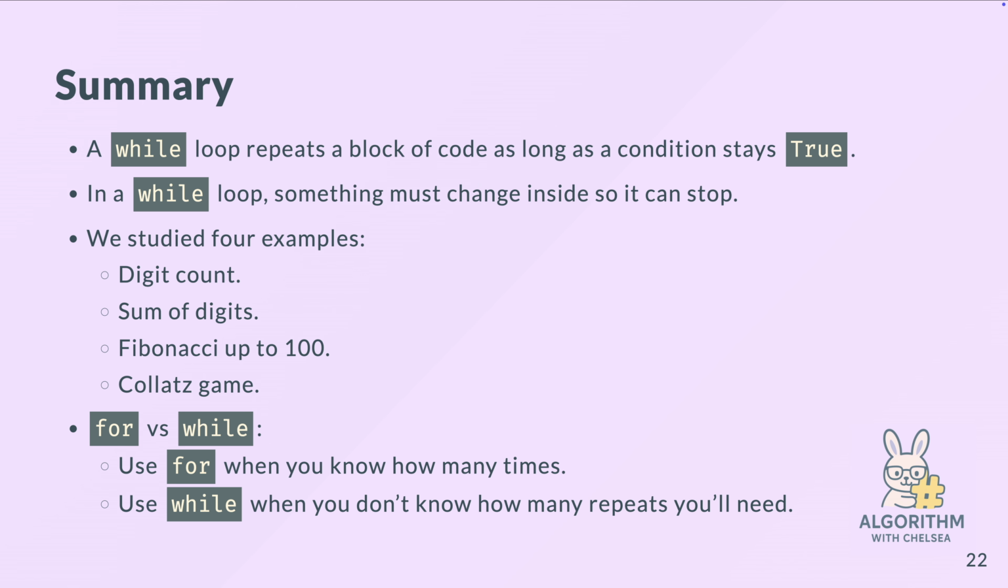Let's summarize. A while loop repeats a block of code as long as a condition stays true. The condition is checked before each loop. In a while loop, something must change inside so it can stop. Today we studied 4 examples: digit count, sum of digits, Fibonacci numbers up to 100, and the Collatz game.